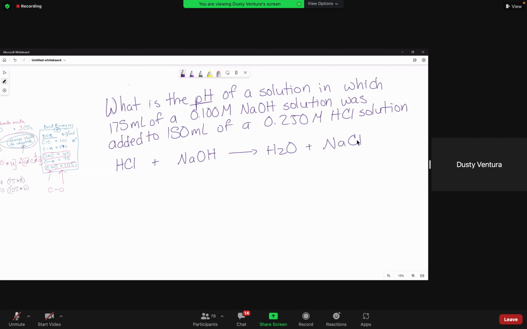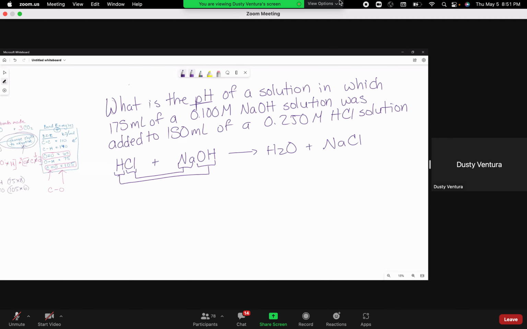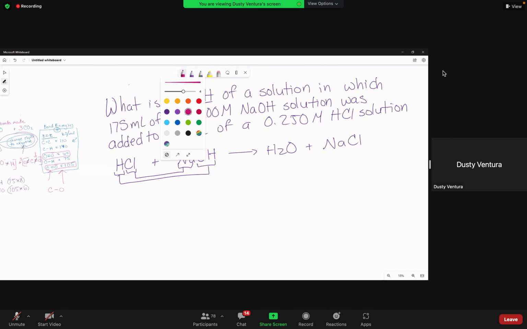Okay, so we've got a balanced chemical equation. Our inners made sodium chloride and our outers made water. I balance the whole equation and it's balanced. I don't need to do anything. And then the stuff that I have, I write underneath. 175 mL of a 0.100 molar solution, and then I've got 150 mL of a 0.250 molar solution.